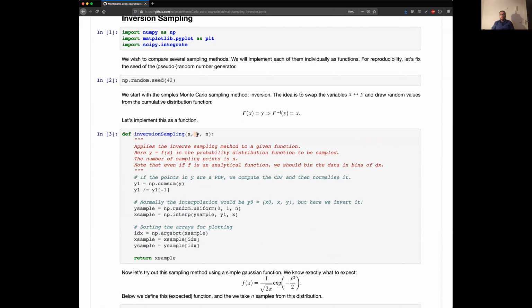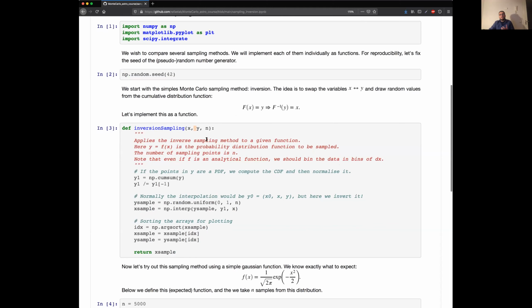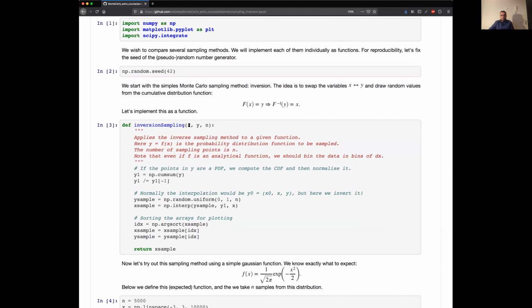When you pass this function computationally, you probably want to pass arrays, vectors, with many points and with very tiny spacings, because that's almost exactly like the continuous function. So x and y here, they are vectors. And we want to take n samples, okay?